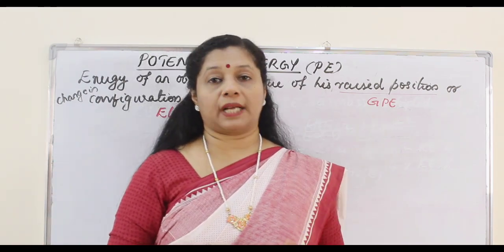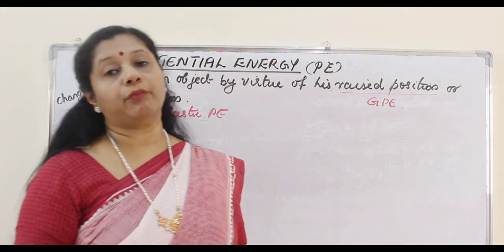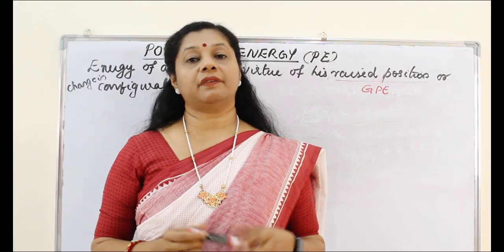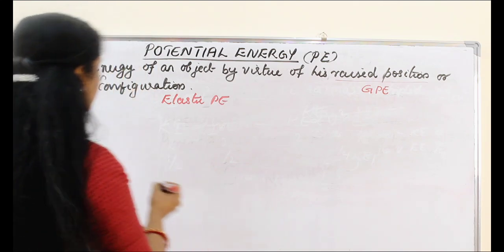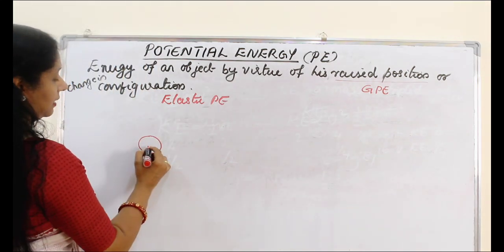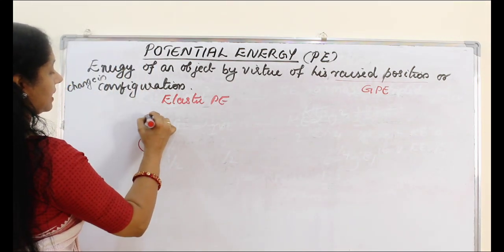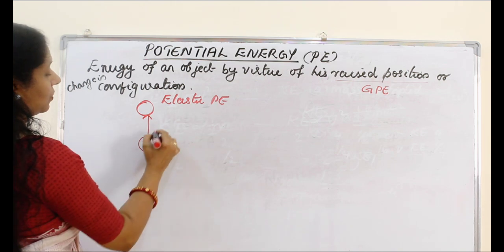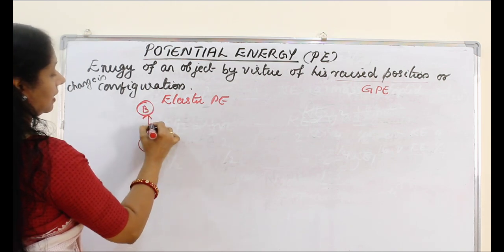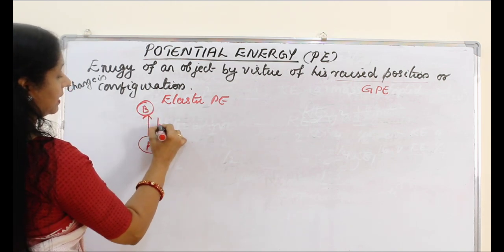Okay, so these are the two types. Now let's derive the equation of potential energy. Let's see the derivation of the formula for potential energy. Suppose there is an object here on the ground. I am lifting it up to a height here. So the initial position is A, this is B, and I raised it to a height of h.